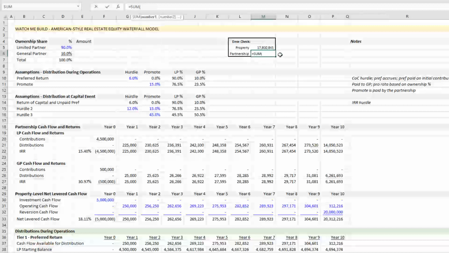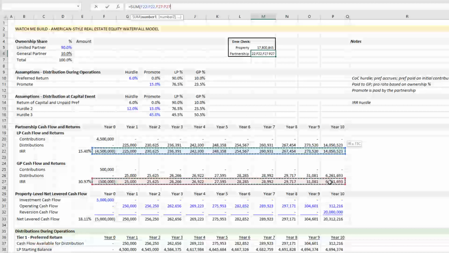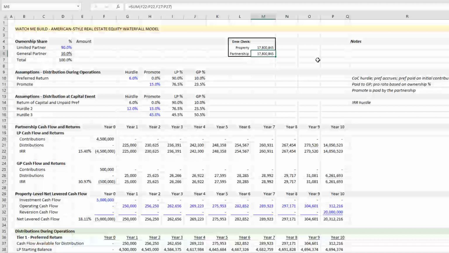Then we take the sum of our LP net cash flow line and our GP net cash flow line. And if we've modeled this correctly, those values should be the same. They are. And so then we'll just write some quick logic here that says equals if cell M5 equals cell M6, then let's return okay, otherwise let's return error.